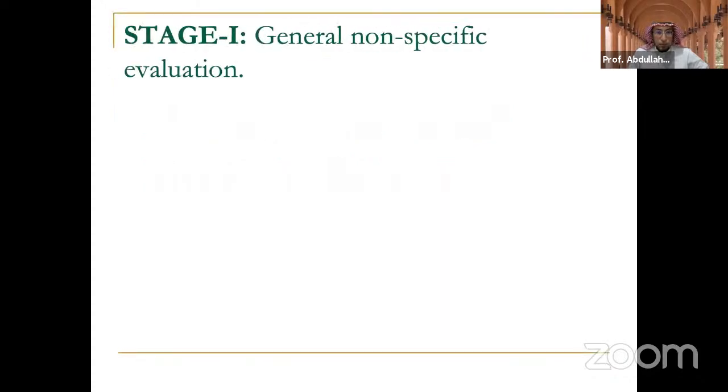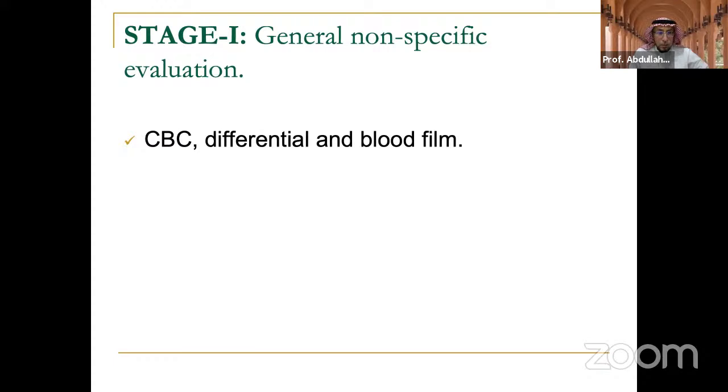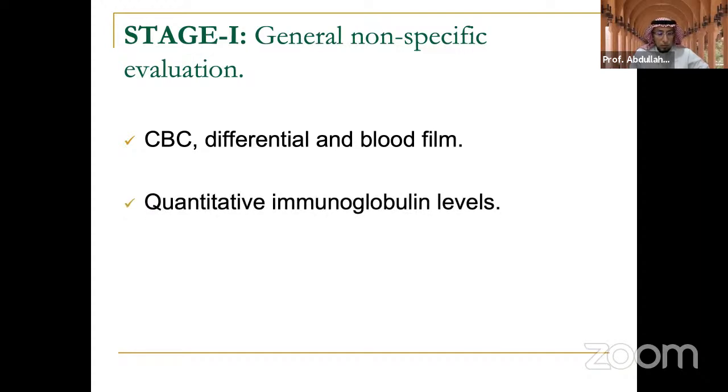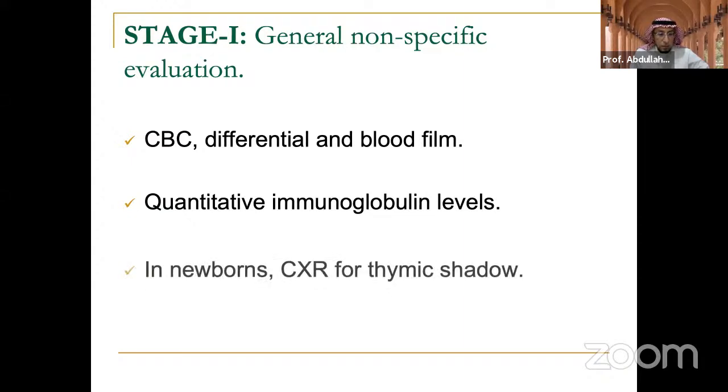In terms of investigation, the initial investigation that we should not forget is CBC with differential. We should look at the white cell count, neutrophil count, and for our purposes, very importantly, lymphocyte count, which is frequently overlooked. Also, other parameters of the CBC are important. Quantitative immunoglobulin levels, so IgG, M, and E, are widely available in many places, and are a good screening tool.